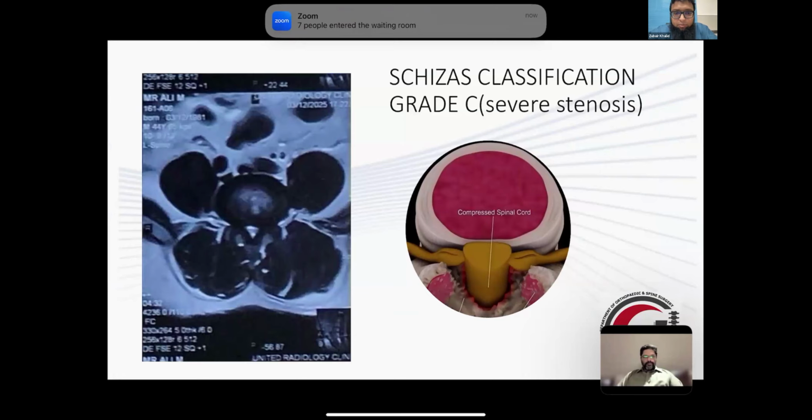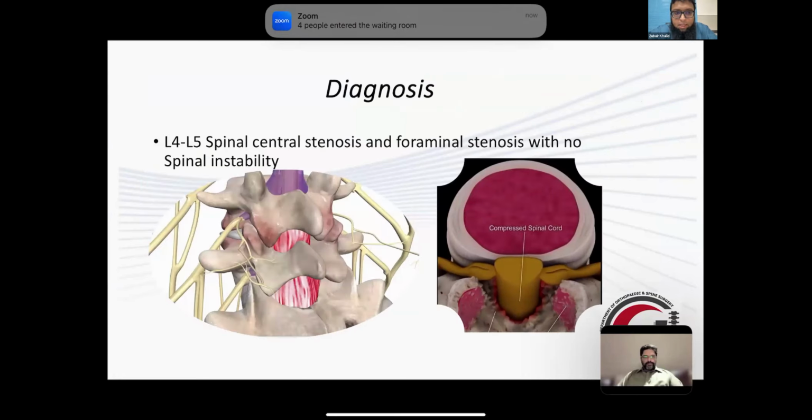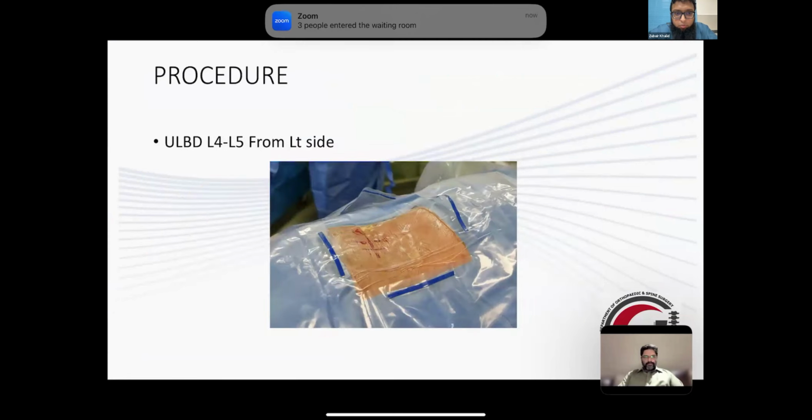And the Schizas classification for this is grade C. Our diagnosis is L4-5 spinal central stenosis and foraminal stenosis with no spinal instability. So we proceeded with the procedure of unilateral laminotomy with bilateral decompression with the UBE technique at L4-5 from the left side. This is the marking of the level.